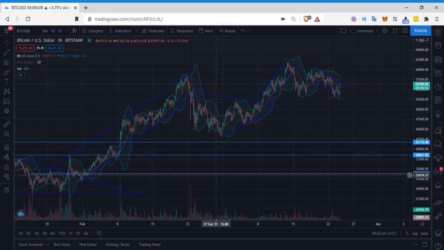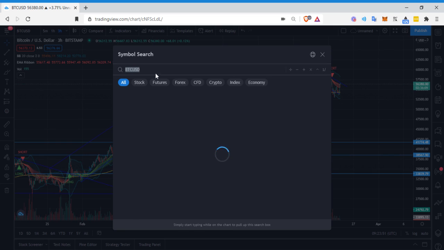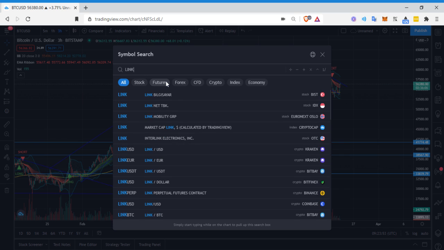Those are just the basic patterns we'll be using, and then the Bollinger Bands and the EMA ribbon. So that's for BTC just as an example, but let's move into Chainlink. So Link, this is a coin that I got into very, very early, luckily. And this is really important.